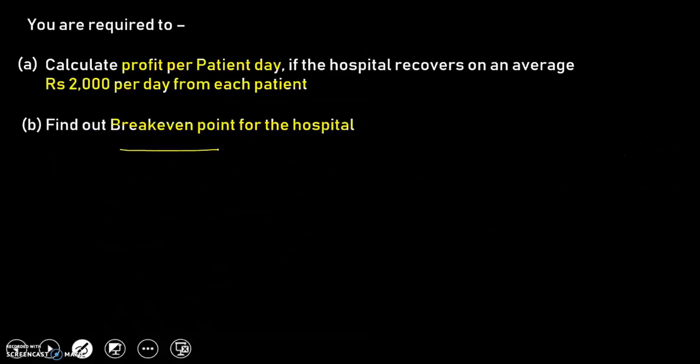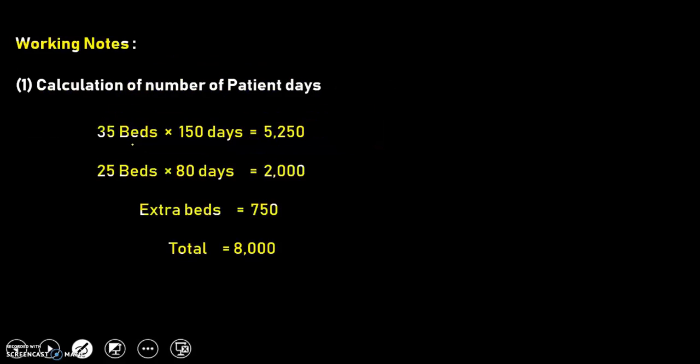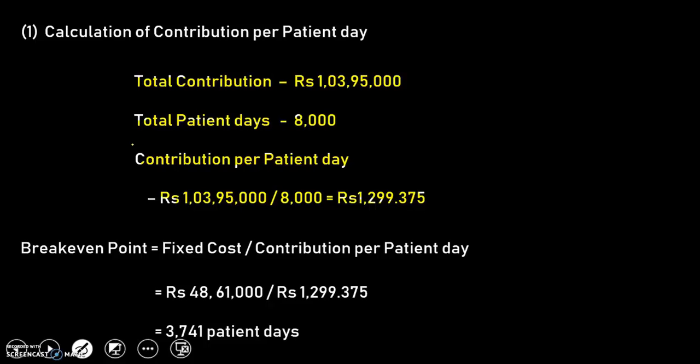Okay, fine. Then there is a second part for this question. That is, you have to find out what is the break-even point for the hospital. You know the contribution. Through contribution, you can find out the break-even point. Let's see. Break-even point. Here you can express that break-even point in terms of days. You can also express the break-even point in terms of the income. Okay. So first we'll say break-even point in terms of patient days. And how we are going to do it? We'll take fixed cost, we'll divide it by contribution per day. Simple.